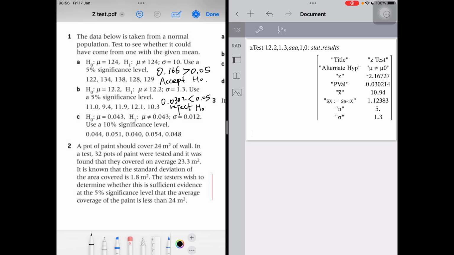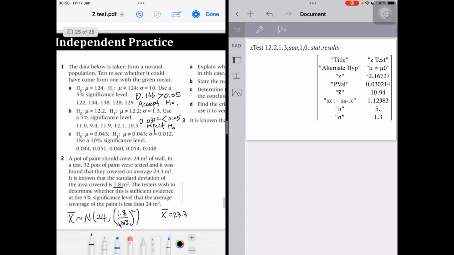So this is X bar. So we have the X bar, which may follow the normal distribution, which is N(24, 1.8 over square root of 32 squared). But our result is 23.3. So now we will test it with a 5% significance level. So it says less than 24.